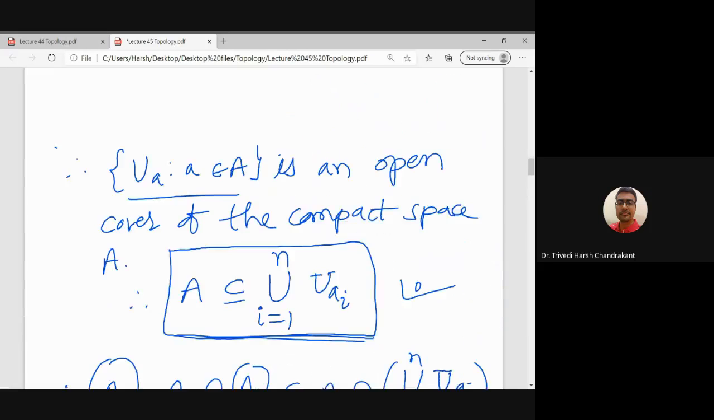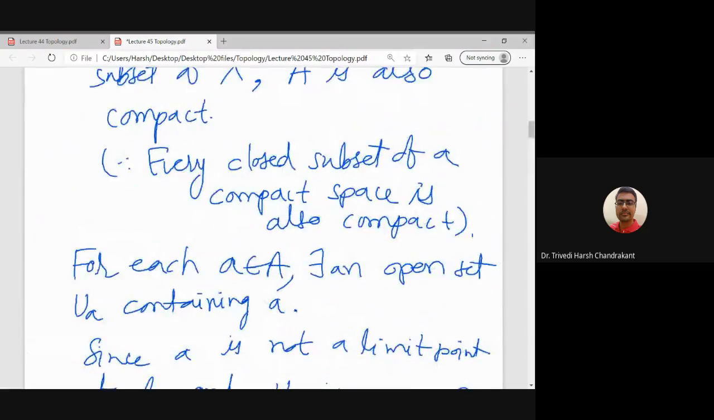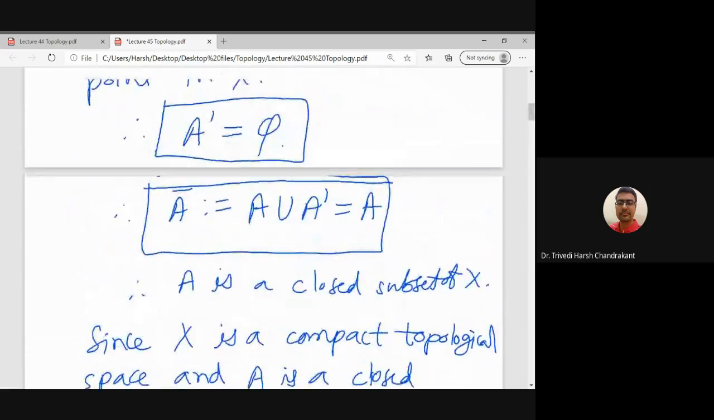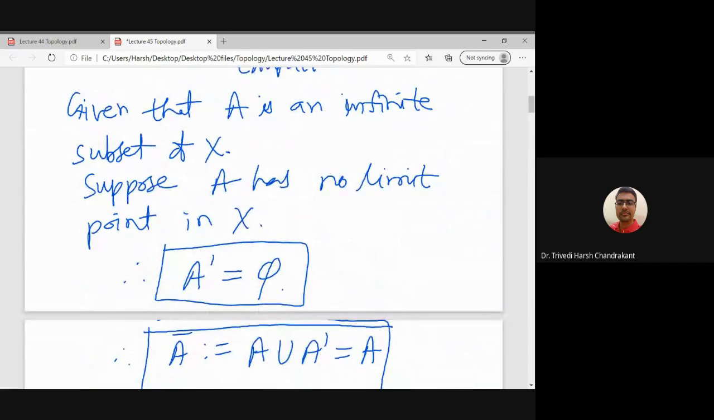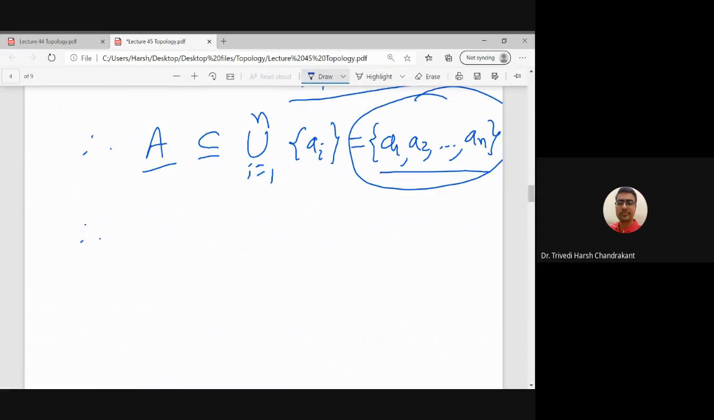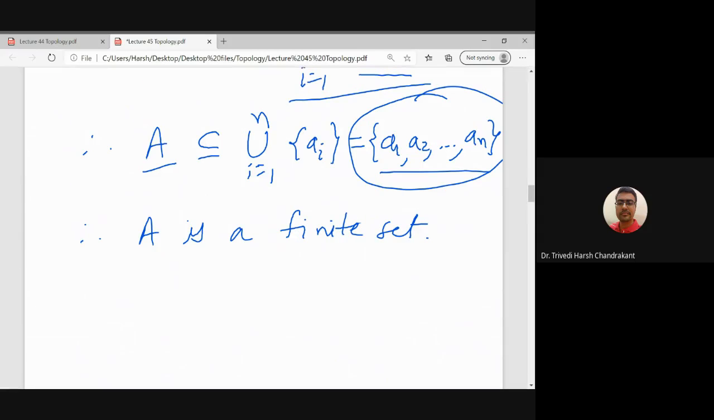But what we assumed earlier is that A is an infinite set. So if you remember, we started with the infinite set A. So starting with infinite set A and assuming A has no limit point, we are getting that A is a finite set. Because every subset of a finite set is always a finite set. So we get A is a finite set, which is a contradiction.